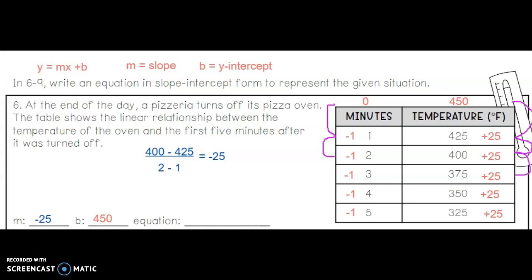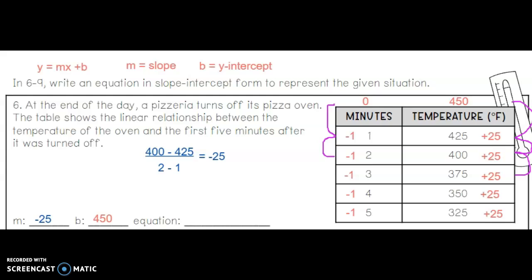So after 1 minute, the temperature in the oven is 425 degrees Fahrenheit. After 2 minutes, the temperature is 400 degrees Fahrenheit. After 3 minutes, the temperature is 375 degrees Fahrenheit. After 4 minutes, the temperature is 350. And you should have recognized by now that for each minute the oven is turned off, the temperature is cooling by 25 degrees each minute.